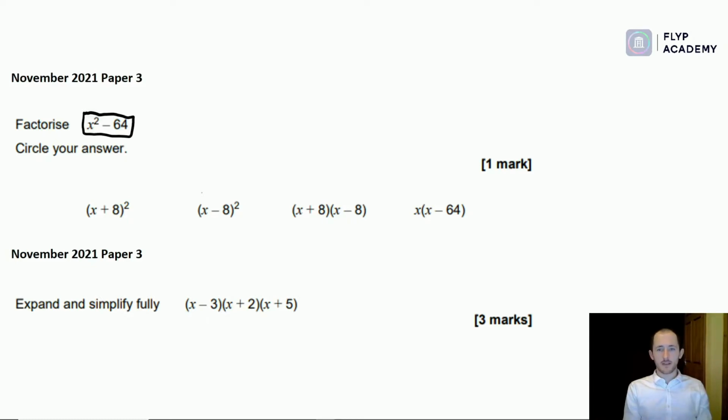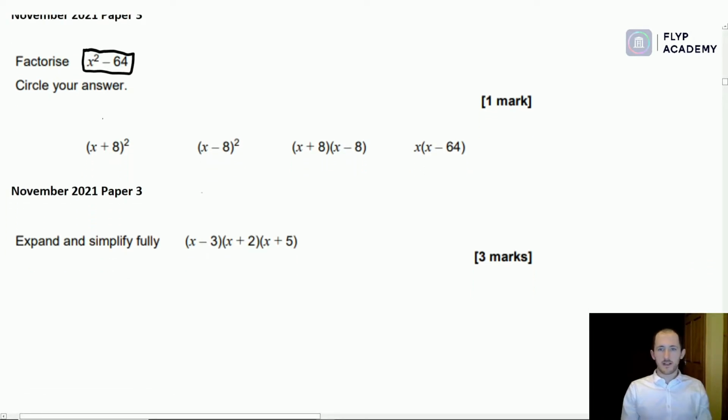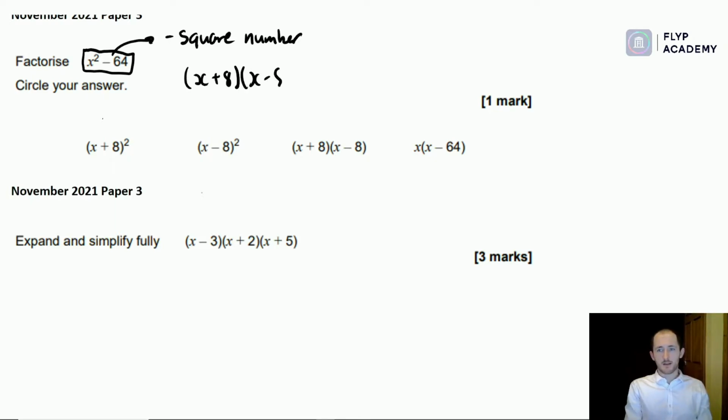So the way you know this is if you have x squared and it's subtracting a square number, any square number, you can write this as the square root of that number. So in this case, the square root of 64. That's x plus 8, x minus 8. So it'd be this value.